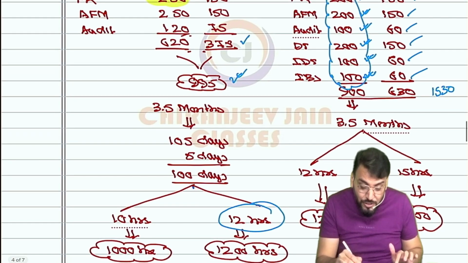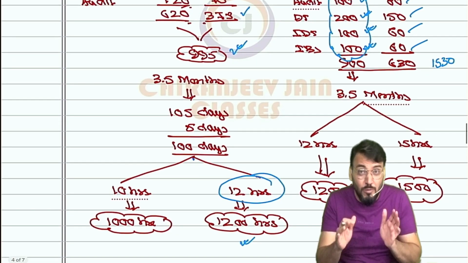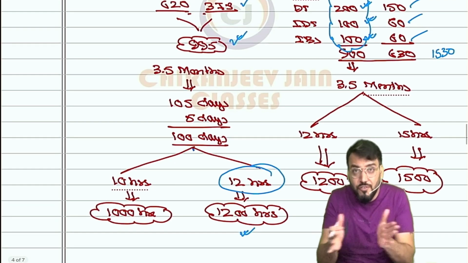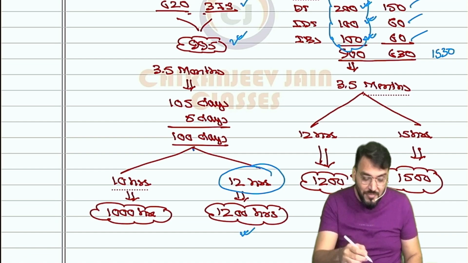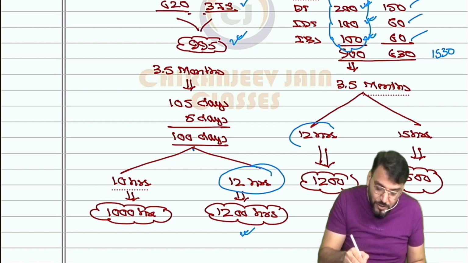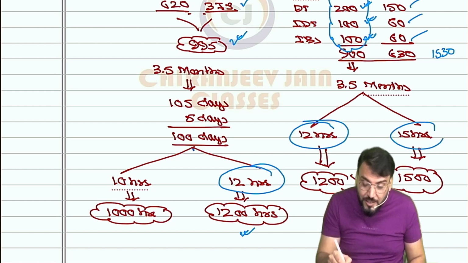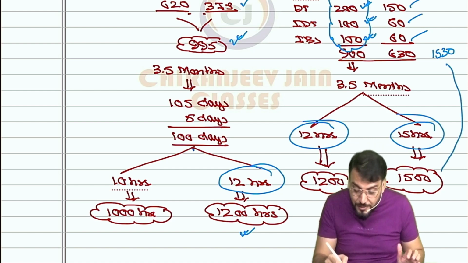But if you have 3.5 months available, suppose you are restarting once again fresh for 3.5 months, then 12 hours is not possible. Understood now? It means you need to study 15 hours. Then only is this possible.